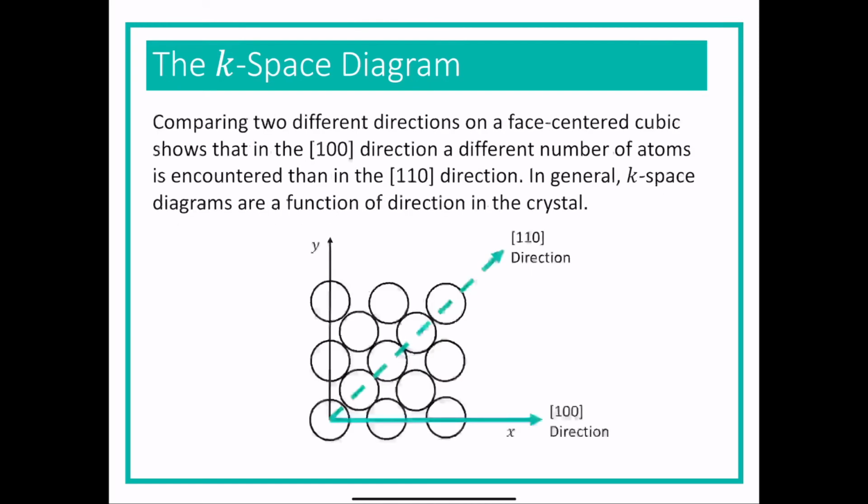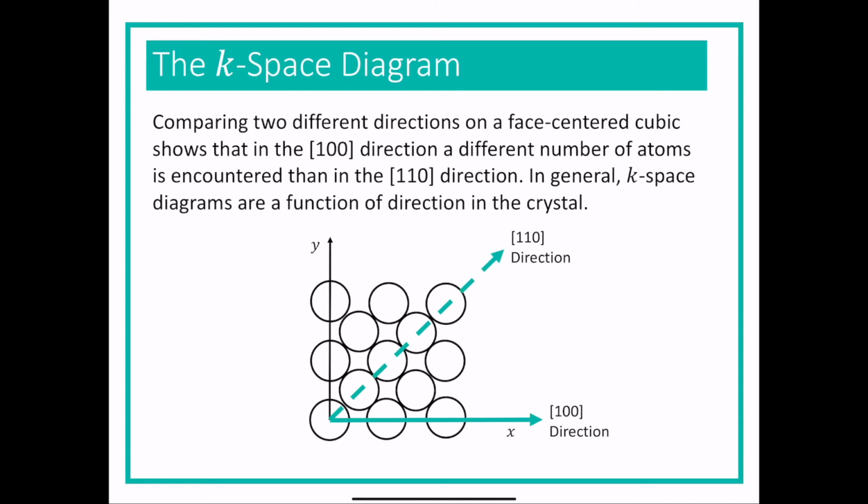So for instance, if you were to look at a face-centered cubic, and this is kind of looking at the side of it, and you're going in two different directions, you notice that in the 110 direction, an electron would encounter like 5 atoms, but in the 100 direction, it would only encounter 3, just depending on what direction it's going. And that can make a difference, and this is why k-space diagrams for semiconductor materials look different than the first one that I showed you.